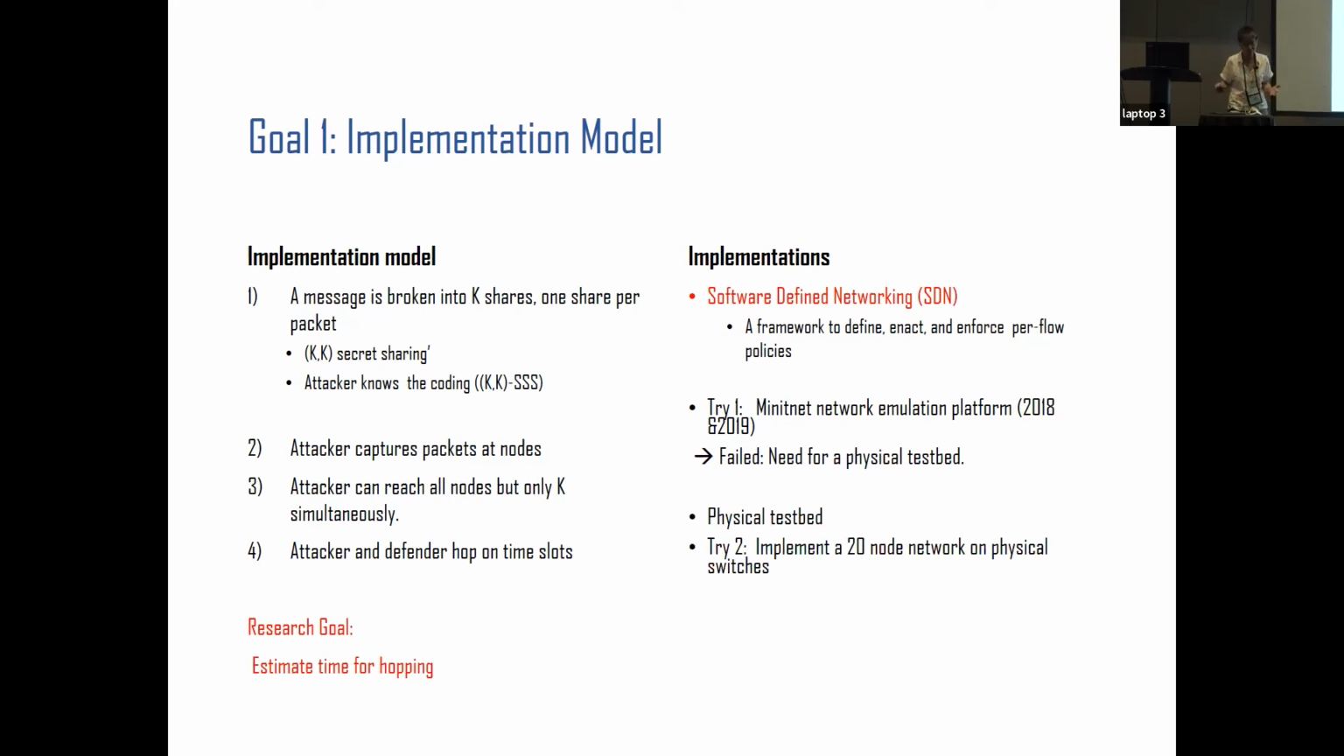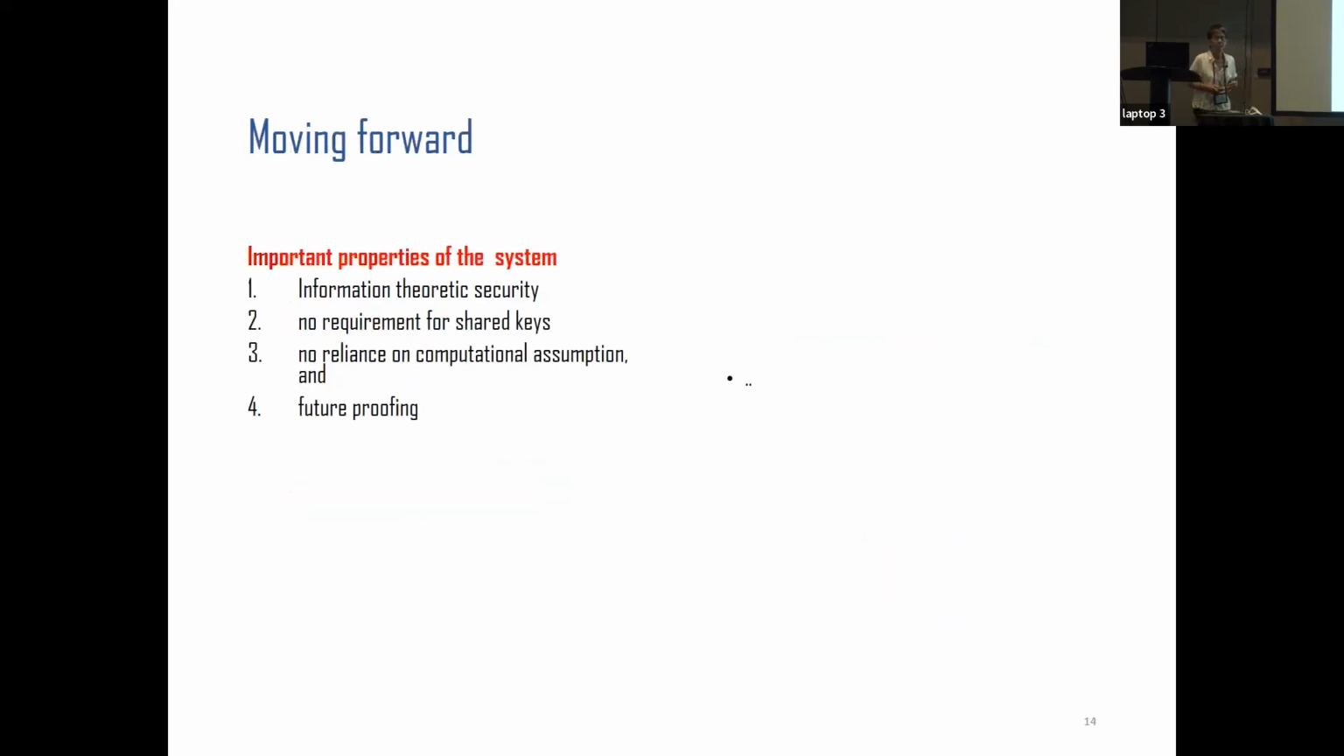So we bought switches. We established a 20-node network on real-life switches, state-of-the-art switches, and repeated the same implementation, and again we failed. We could not measure any cost because the network was too small and the switches were too fast and too advanced. So we couldn't get any cost in that case either. That was a bit of a disappointment. We didn't get what we wanted. We couldn't measure any costs, after two years of work.